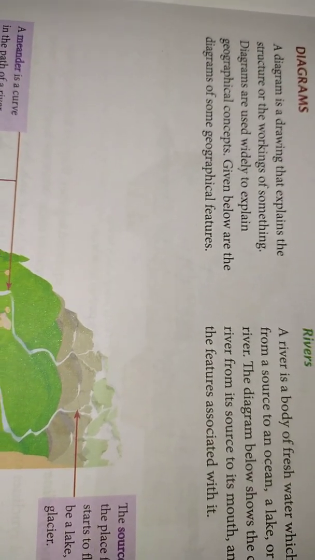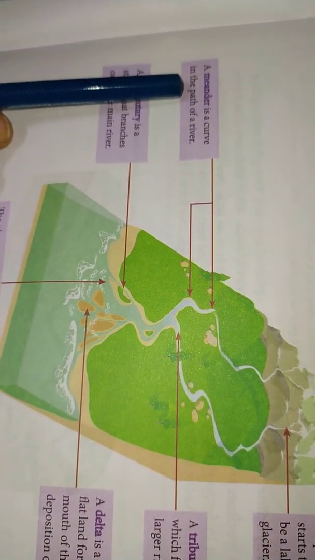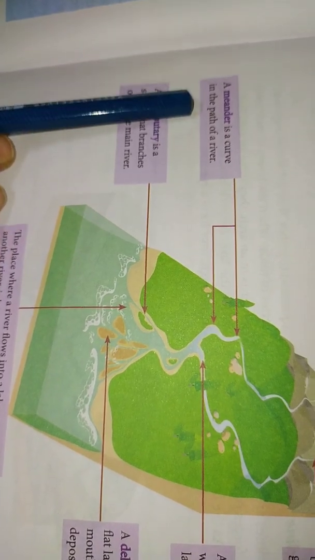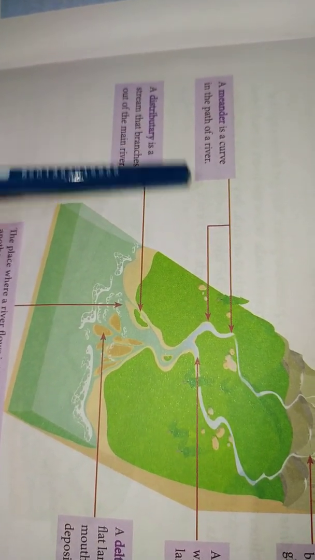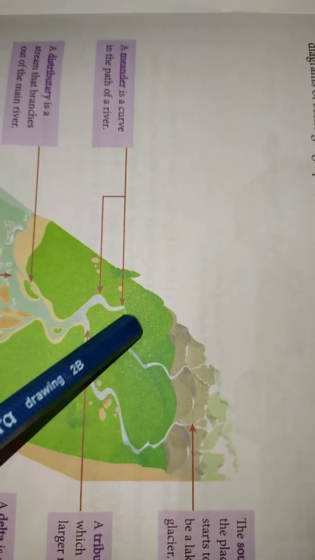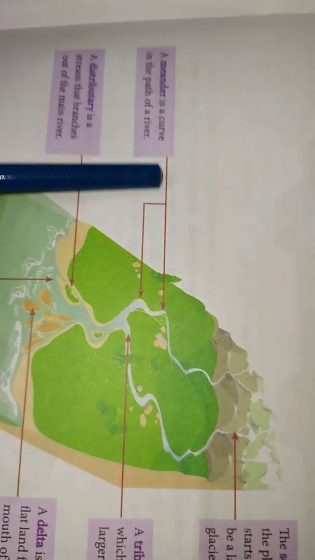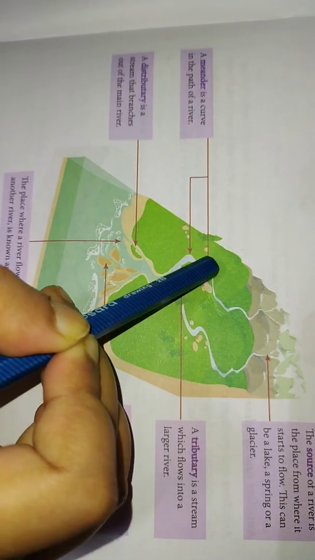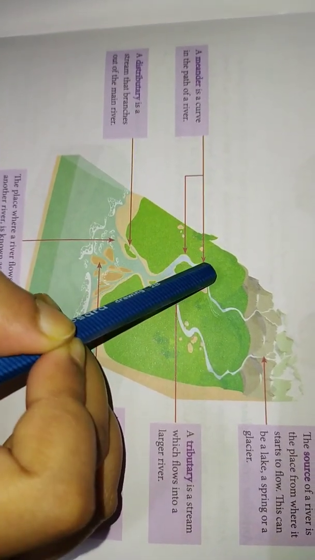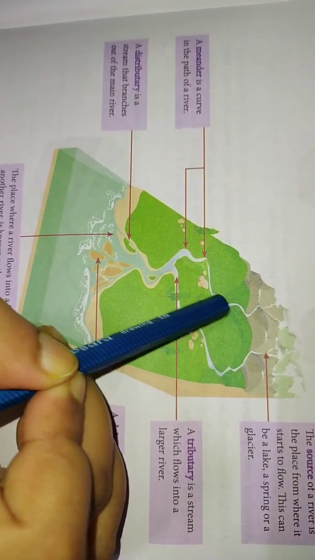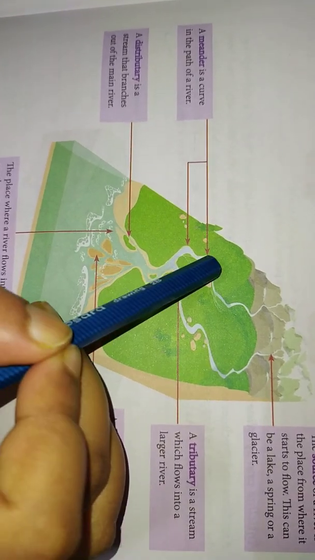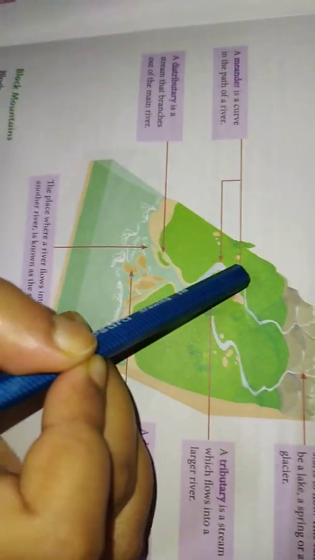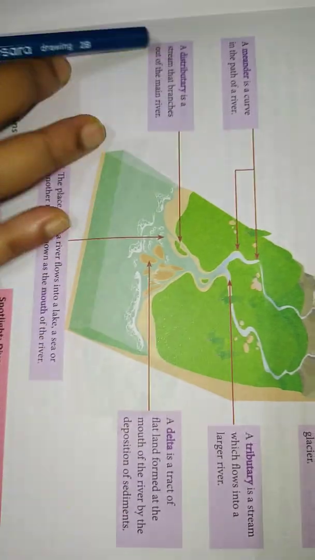What are these features? First of all, a meander is a curve in the path of a river. Look at this picture. This is called a meander. This is a curve. The shape of the river curving like this, as it approaches the ocean, is called a meander.